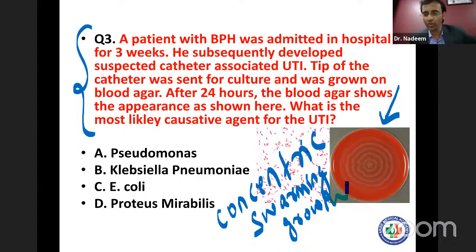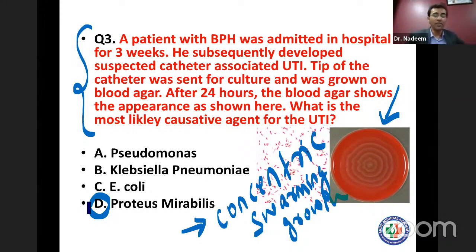Very good, very good. So swarming motility, if there is swarming motility, fine, I can understand that, but especially there is a concentric swarming growth. It is shown by Proteus, especially Proteus mirabilis.